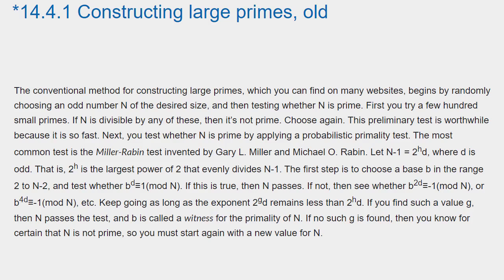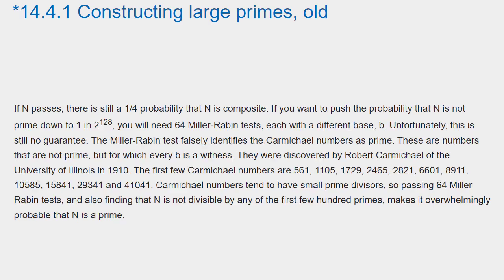If not, then see whether b to the power 2d is congruent to -1 mod n, or b to the power 4d is congruent to -1 mod n, etc. Keep going as long as the exponent 2 to the power g times d remains less than 2 to the power h times d. If you find such a value g, then n passes the test, and b is called a witness for the primality of n. If no such g is found, then you know for certain that n is not prime, so you must start again with a new value for n.